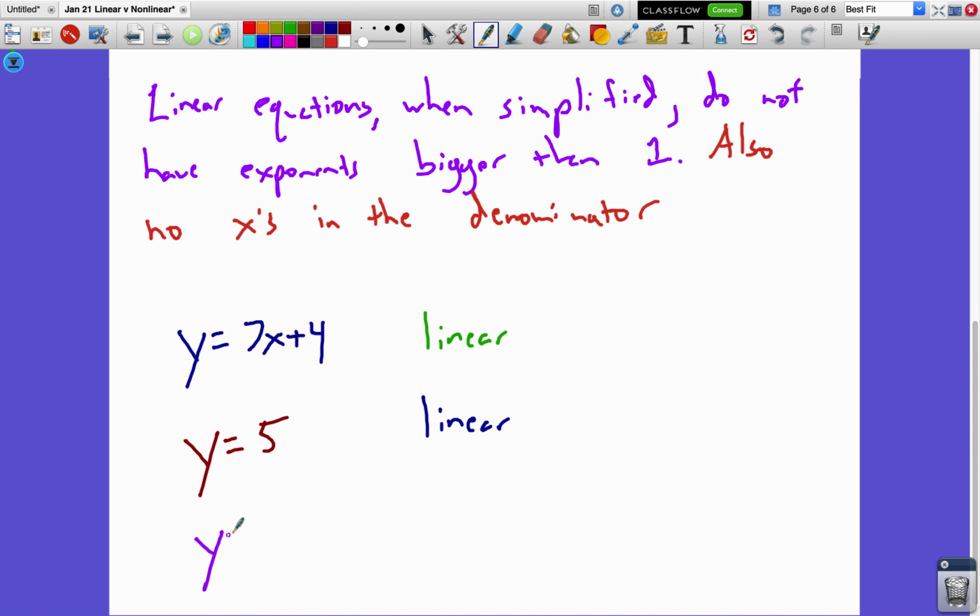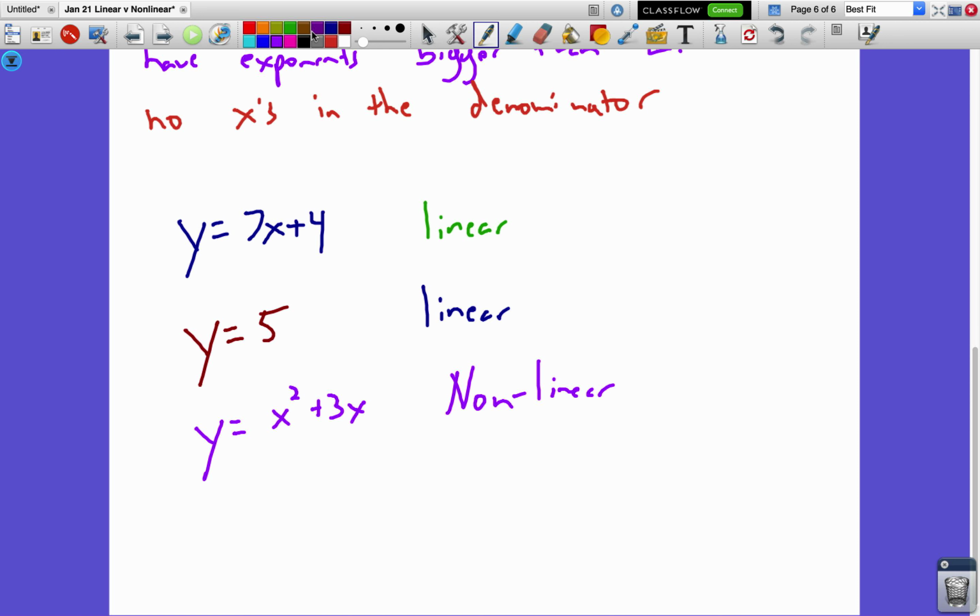What about y equals x squared plus 3x? This is nonlinear because we've got an exponent there that's bigger than 1. All right, what about y equals 1 over x plus 3? This is another nonlinear. All right, x can't be in the denominator or the bottom of any fraction, or else you'll get this very interesting curved graph.